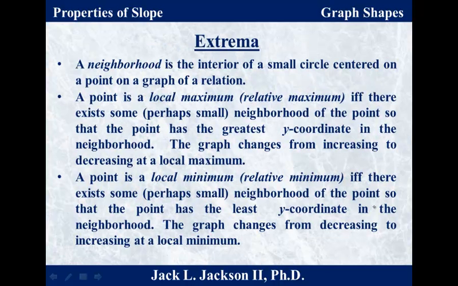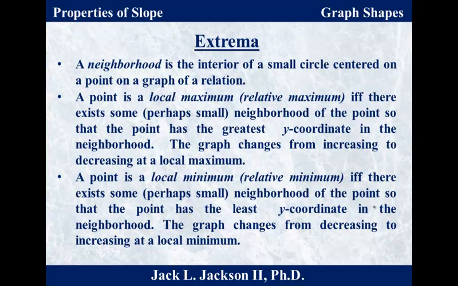Some of this we've talked about a little bit before, back in our first unit. A neighborhood is the interior of a small circle centered on a point on the graph of a relation. Not the circle itself, just the inside of the circle. A point is a local maximum, or sometimes called a relative maximum, if and only if there exists a neighborhood, perhaps a small neighborhood, but some circle that you can draw around it, so that the point has the greatest y-coordinate in that neighborhood of any of the ones that are on the graph that are in that neighborhood.